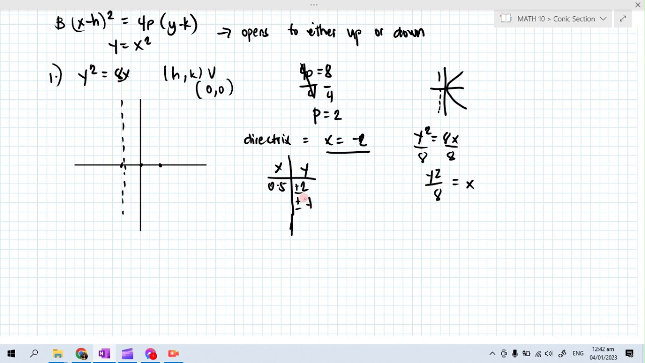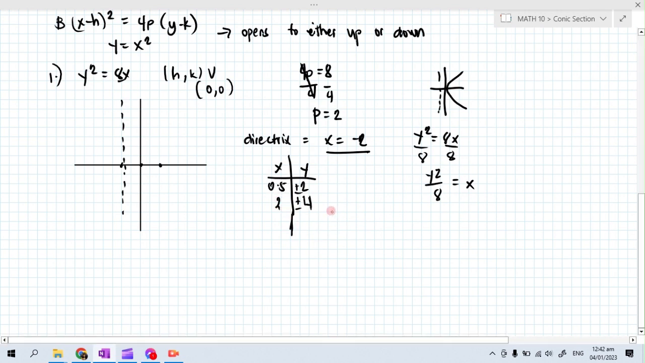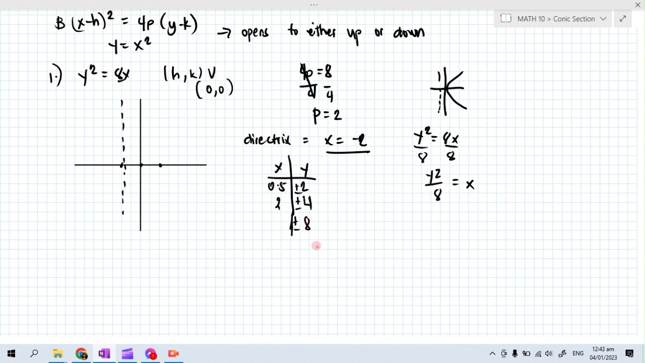Positive 4. Right. Positive 4, 16 divided by 8 is 2. Same goes with negative 4. And lastly, let's try 8. 64, 8. Okay, now we have our points. We can now graph our parabola.